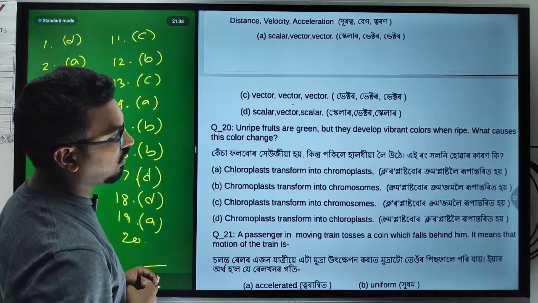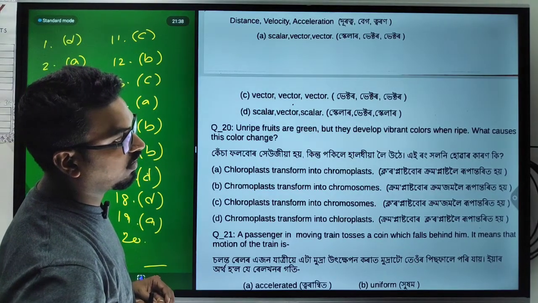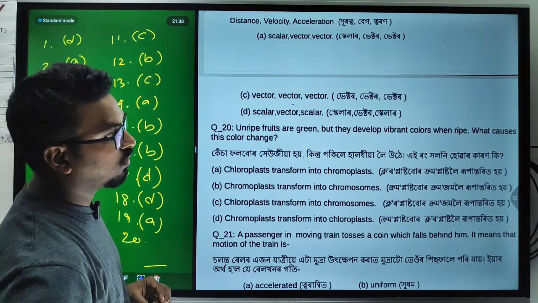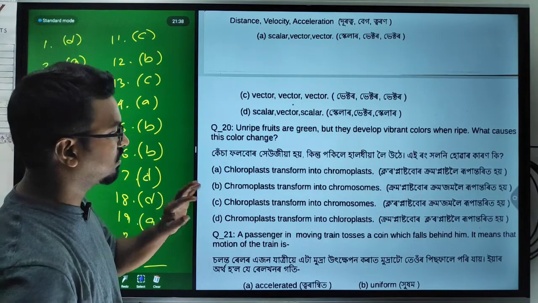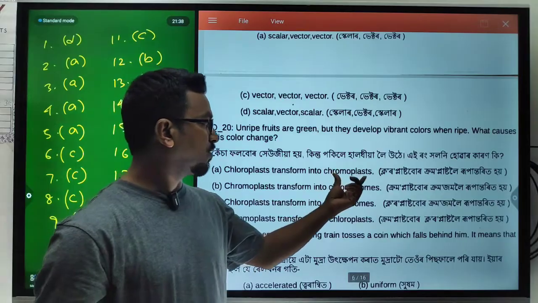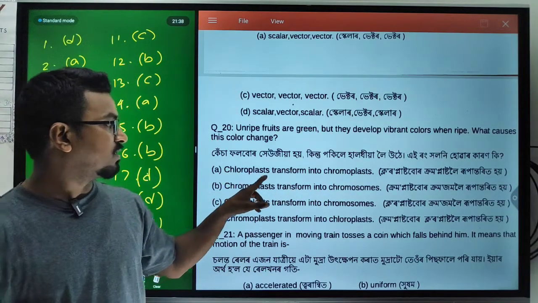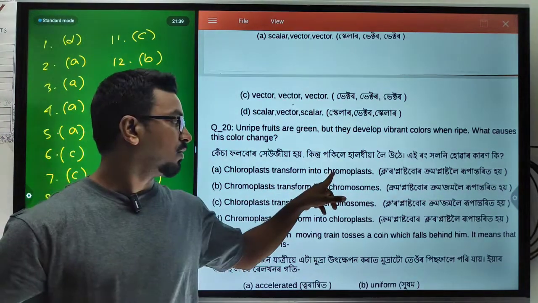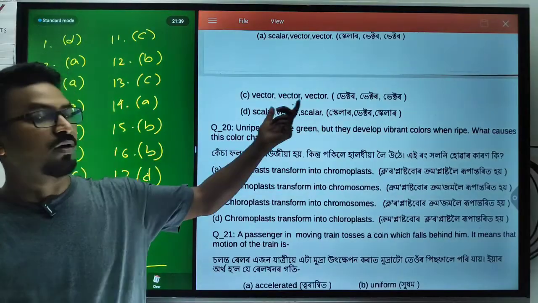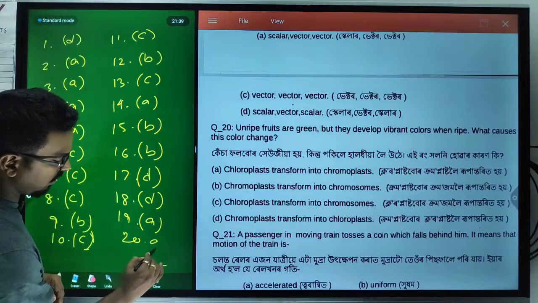Question number 20. Unripe fruits are green, but they develop vibrant color when ripe. The color changes. What causes this color change? Chloroplast transforms into chromoplast. That will be the answer. That's why the color changes from green to yellow or red. So the answer is A.